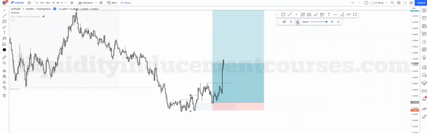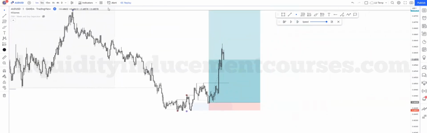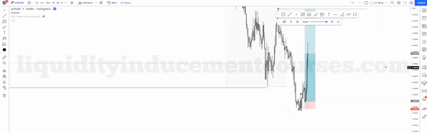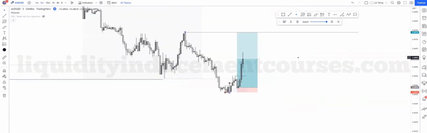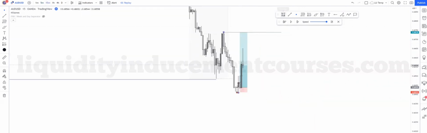Okay, so to the 5-minute. All right, so price is going to give us a reaction from, where's it reacting from? It took a liquidity candle. So this is an untested or unmitigated strong high. So price would definitely give us a reaction.